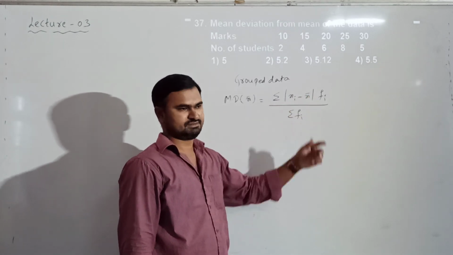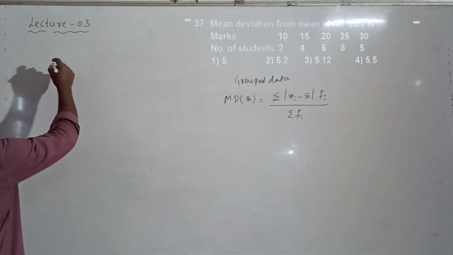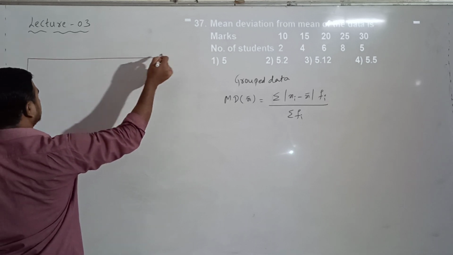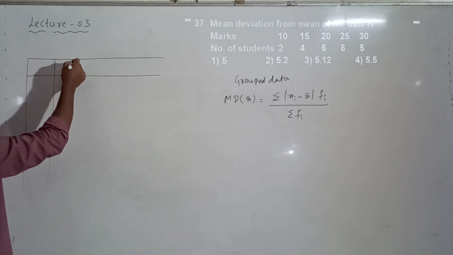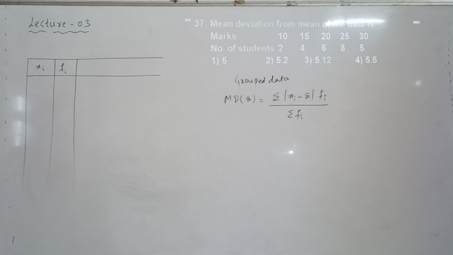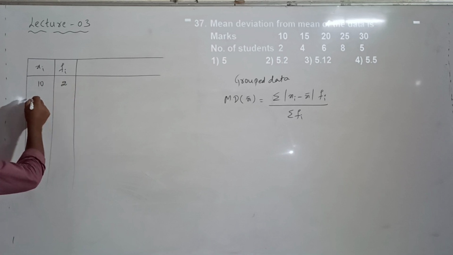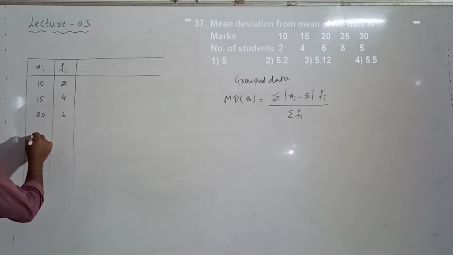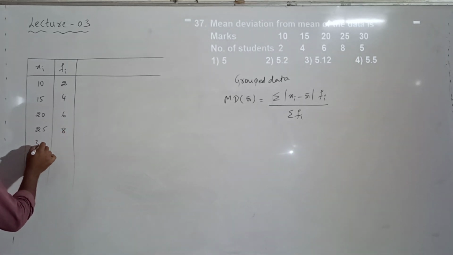Mean is x bar. Now we write this in the form of a table so that we can find it easily. Let us write the table. This is what is given. Observations are given, and then frequencies are given. Observations 10, frequency 2; 15, frequency 4; 20, 6; 25, 8; 35.